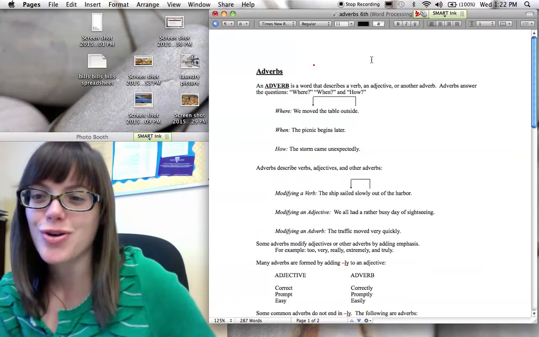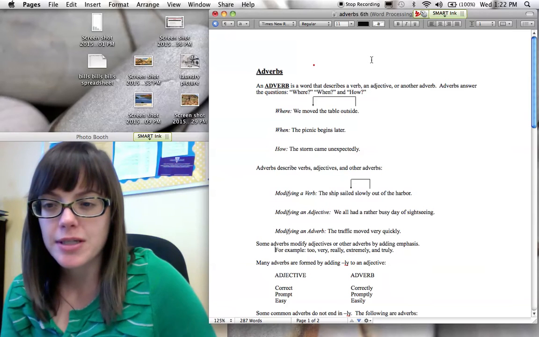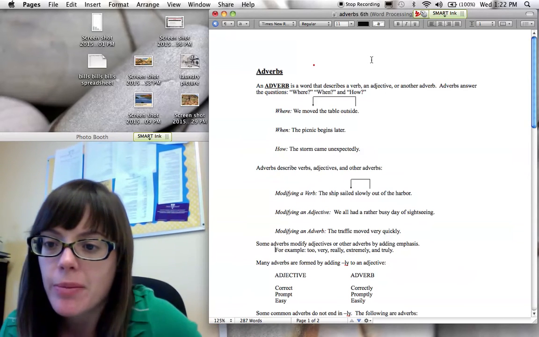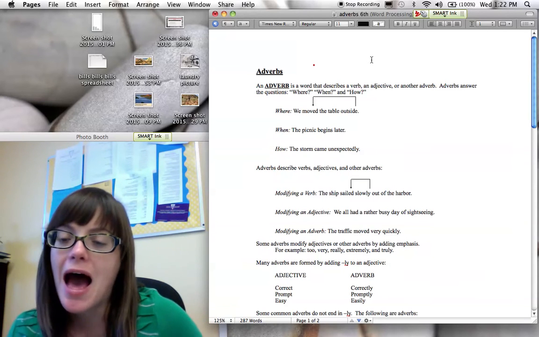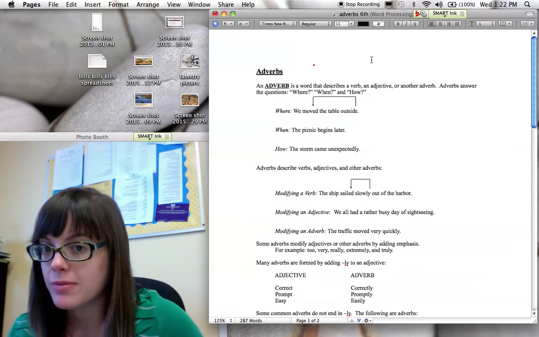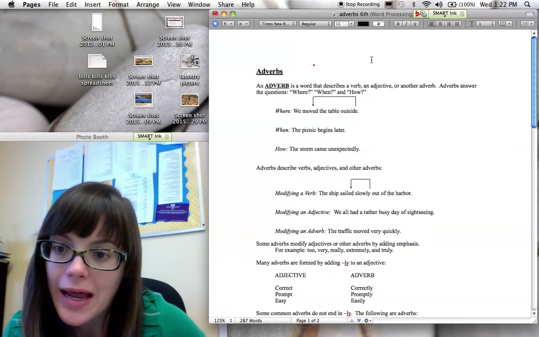Hey guys, so today we're going to talk about adverbs, which are similar to adjectives in that they are descriptive words. However, they're going to describe different words than adjectives. Whereas adjectives describe nouns, adverbs are going to describe verbs, adjectives, or other adverbs. Okay? Adverbs usually answer the questions where, when, and how.